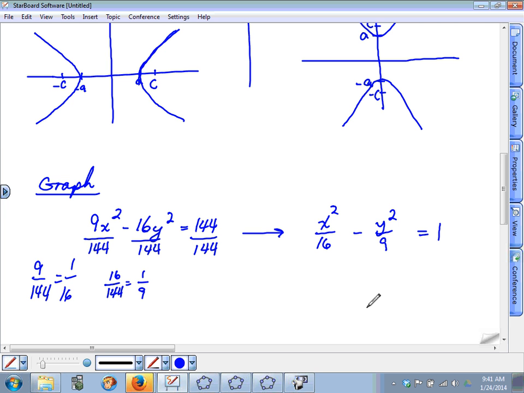Yeah, and that's the next question I was going to ask. Vertical or horizontal? And the term that's positive is the x squared term. That's the positive term, so this is going to be horizontal. Okay. And it also matters which one is a. And it's not just because this is the biggest number. It's because it's underneath the positive term. Okay, so this is a squared, which makes this b squared. B squared equals 9. If a squared is 16, then a is plus or minus 4. And b is plus or minus 3.